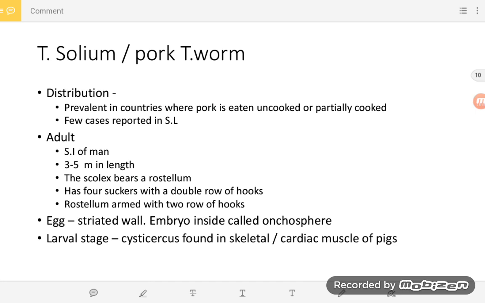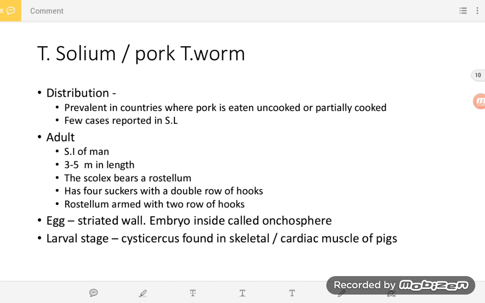In the case of Sri Lanka, few cases are reported. When we consider adult Taenia solium, the habitat or location is mainly the small intestine. When we consider the length of Taenia solium, it is 3 to 5 meters. So this is very large.